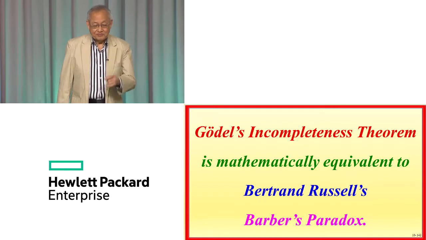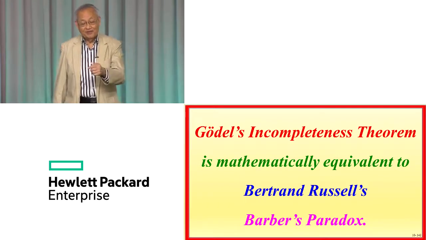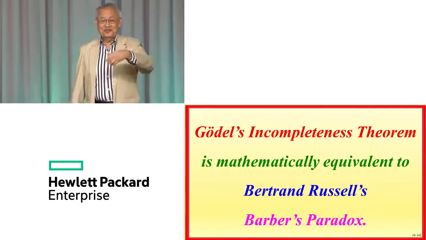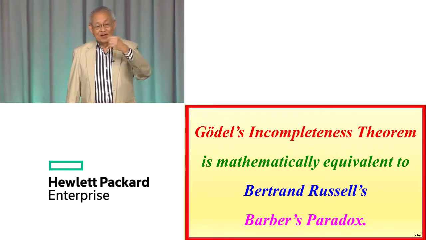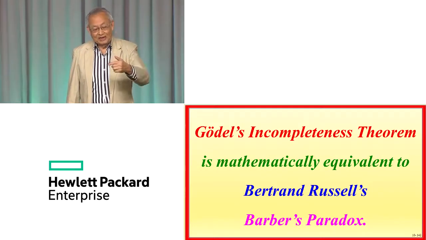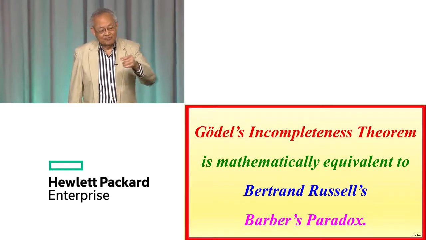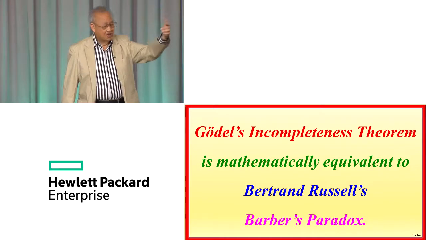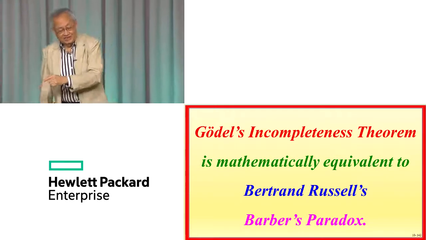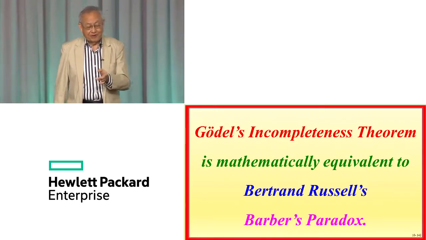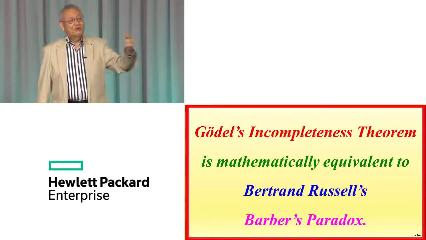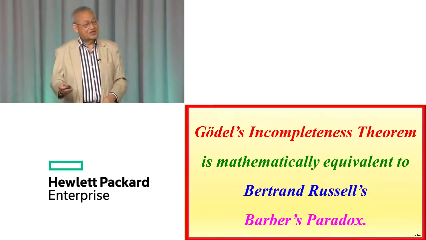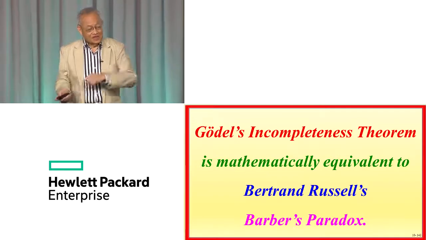Gödel's incompleteness theorem is, in fact, mathematically equivalent to the Barber's paradox. This is the reason I've been giving you this paradox. It turned out that Gödel came up with a very ingenious way of translating Bertrand Russell's Barber's paradox, which is logic, into mathematics. And that's completely non-trivial. But that was the route by which he discovered his incompleteness theorem. So that is the connection.